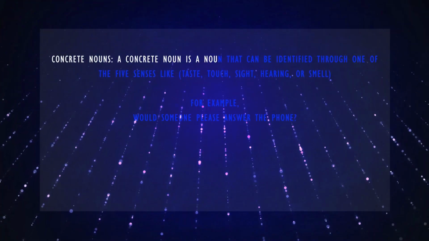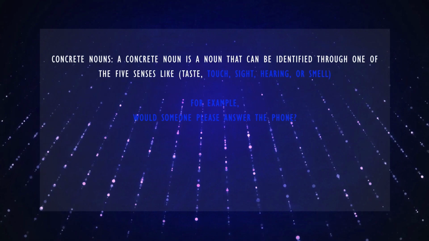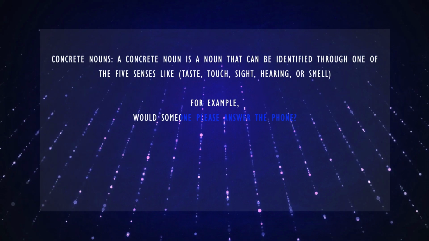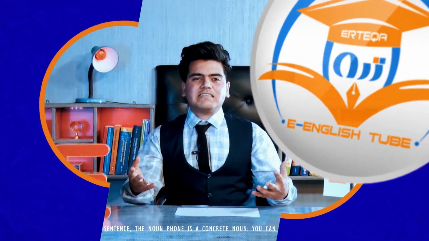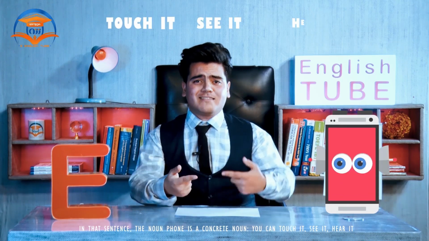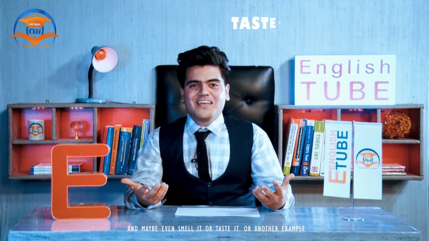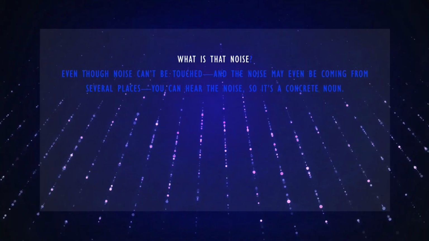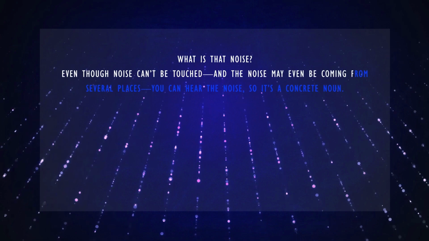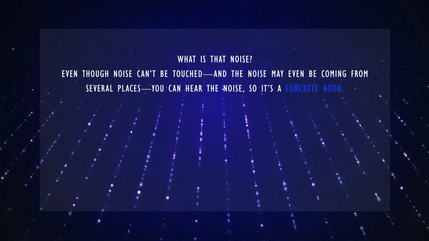A concrete noun is a noun that can be identified through one of the 5 senses: taste, touch, sight, hearing, or smell. For example, would someone please answer the phone? In that sentence, the noun phone is a concrete noun. You can touch it, see it, hear it, and maybe even smell it or taste it. Or another example, what is that noise? Even though noise can't be touched and may even be coming from several places, you can hear the noise, so it is a concrete noun.